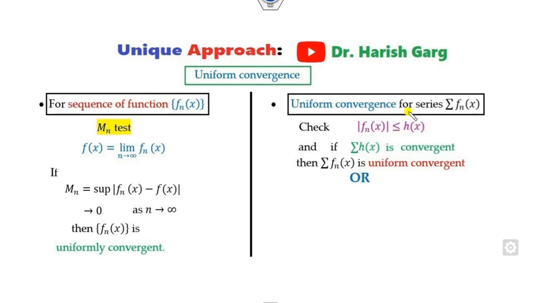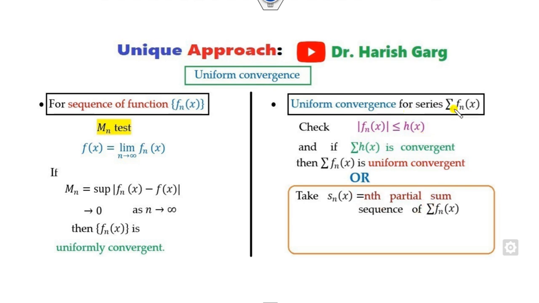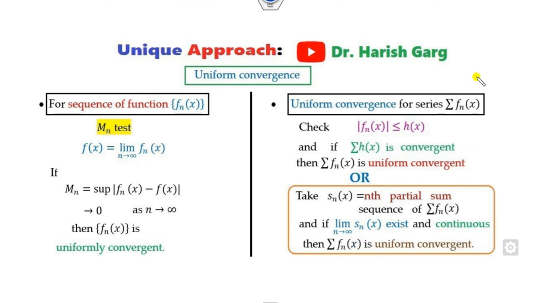You can find the nth partial sum sequence of this series. What is the meaning of S_n? This is nothing but f_1 plus f_2 up to f_n. You can write this series and then check the limit of this S_n. If this limit exists and is continuous, then you can say this series is uniformly convergent, otherwise not. Also remember that uniform convergence implies the series or sequence is also convergent. So if a series is uniformly convergent, it means it is convergent.